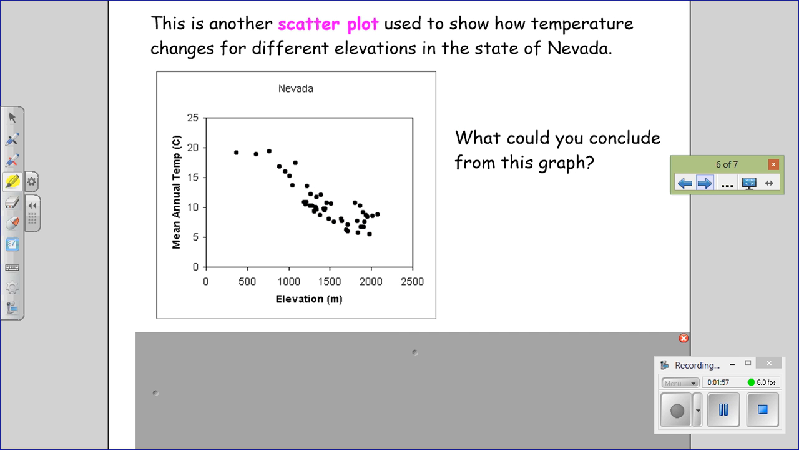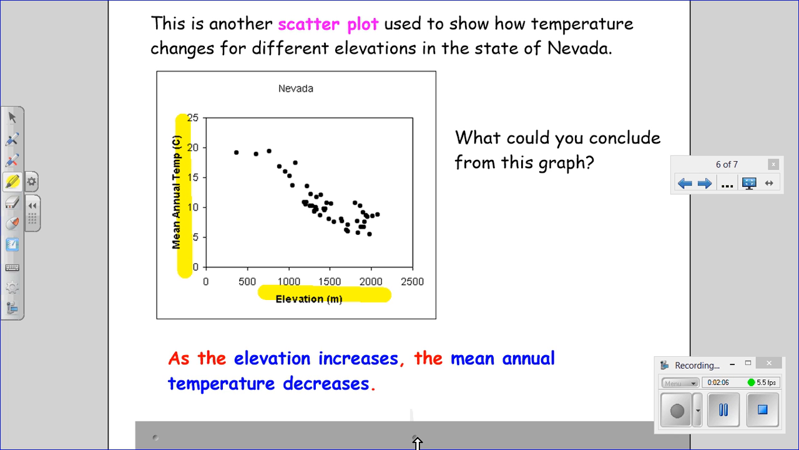What conclusion could I make about this? I can look and say as the elevation gets larger or bigger or higher, the mean annual temperature is decreasing.